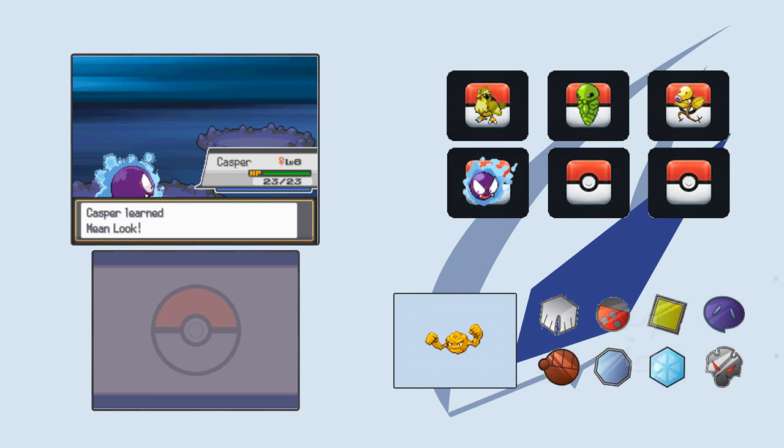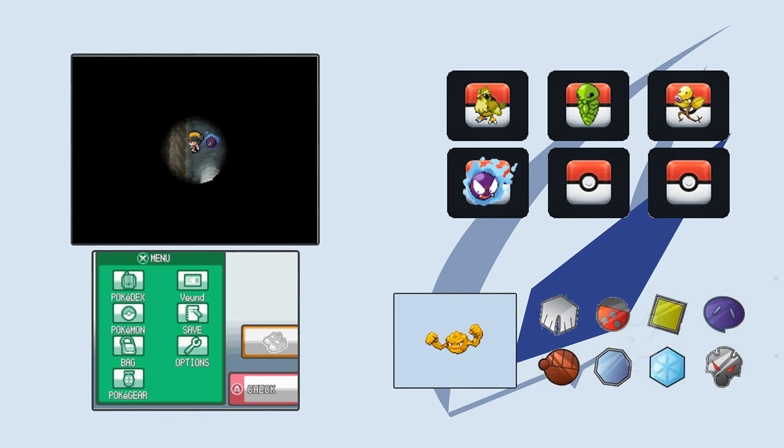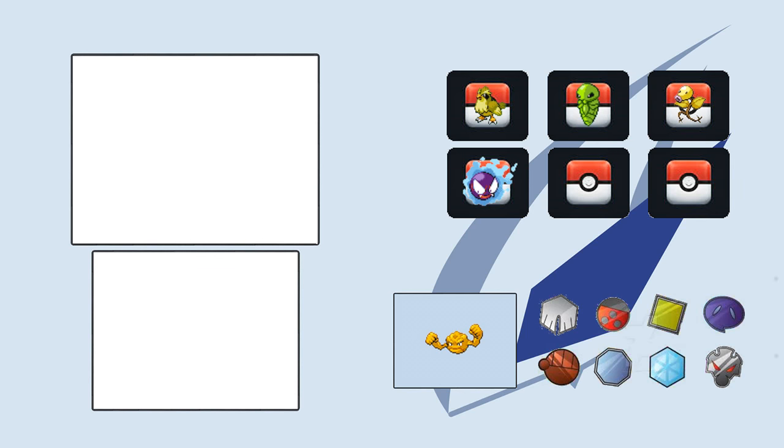Alolan Geodude has the ability Magnet Pull, whatever that does. So, if I can find out where it says its typing, that'd be nice. Alolan Geodude is the same height, but weighs a little bit more. Good to know. Huh, there we go. Alolan Geodude is rock and electric typing. That's a unique typing.